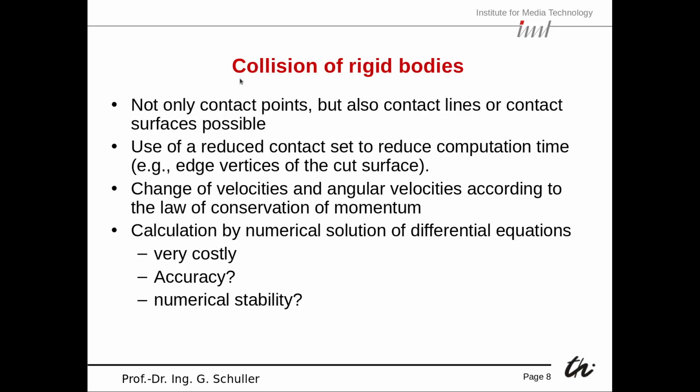Yeah, so we have not only contact points, but also contact lines or contact surfaces possible. And we use a reduced contact set to reduce computation time, for instance, edge vertices of the cut surfaces. We have a change of velocity and angular velocities according to the law of conservation of momentum.